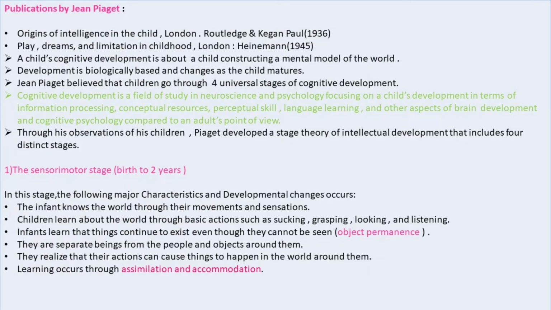Publications by Jean Piaget: Origins of Intelligence in the Child, London, Routledge and Kegan Paul, 1936. Play, Dreams and Imitation in Childhood, London, Heinemann, 1945.